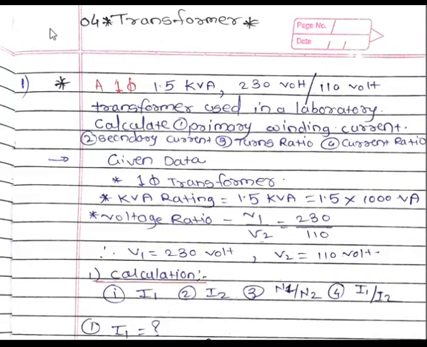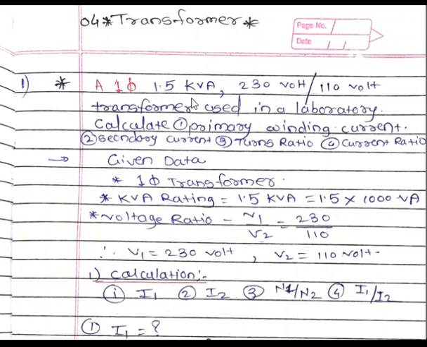Numerical number 1. A single phase 1.5 kVA, 230 volt by 110 volt transformer is used in a laboratory. Calculate primary winding current, secondary winding current, turns ratio, current ratio. Now in this example, a single phase transformer is given, whose rating is 1.5 kVA.